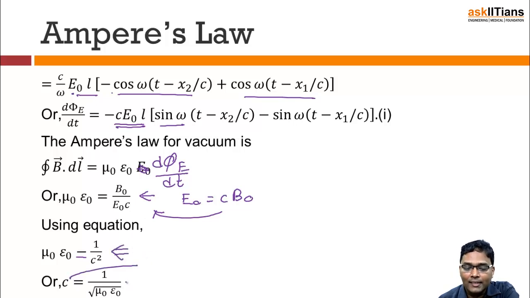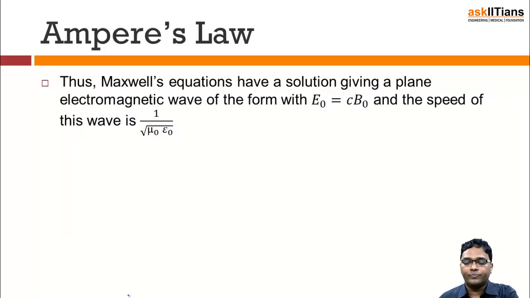As a result, c is going to be defined as 1 by square root of μ naught into ε naught. What is μ naught? μ naught is the permeability of free space, ε naught is the permittivity of free space, right? So these are the equations that we get. The velocity of light is defined in terms of the permeability and the permittivity. Hopefully you understood this, that we get two equations: E naught is equal to c times B naught, and the speed of the wave, which is the velocity of light, is equal to 1 by square root of μ naught into ε naught.